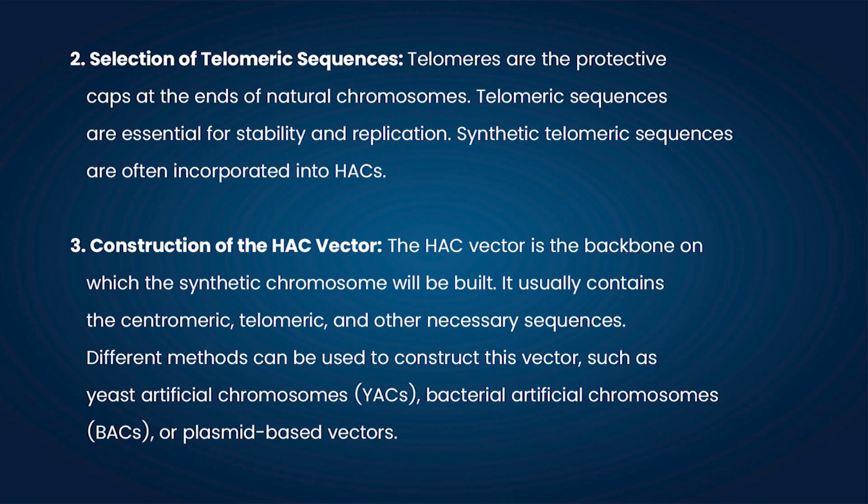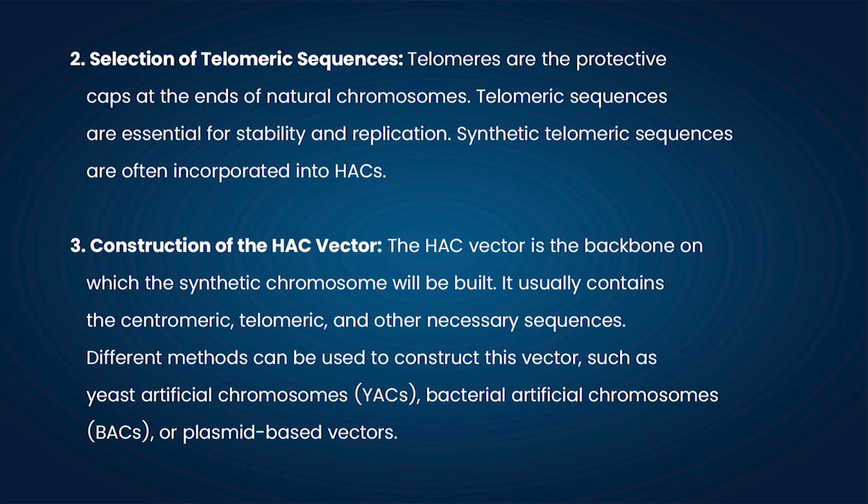After the selection of centromere, the next step is selection of telomeric sequences. As we know, telomeres are very important for the protection of the ends of the chromosomes. Telomeres are the protective caps at the ends of the natural chromosomes. Telomeric sequences are essential for the stability and replication. Synthetic telomeric sequences are often incorporated into mammalian artificial chromosomes.